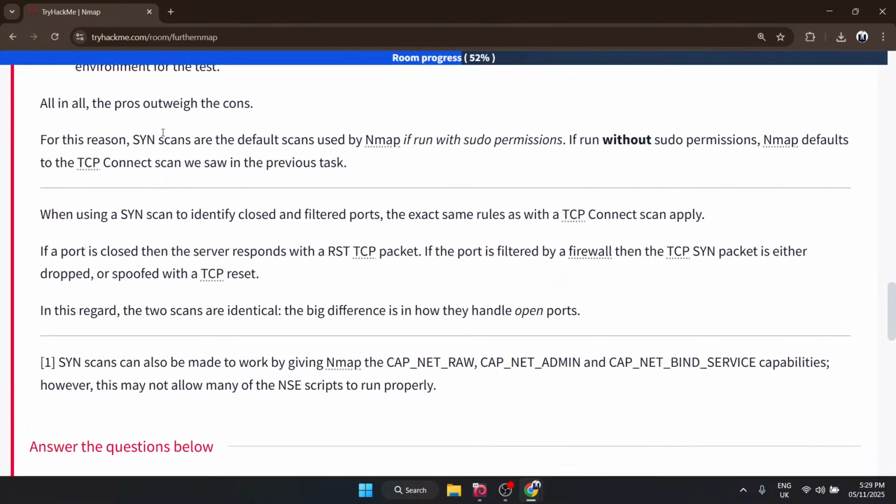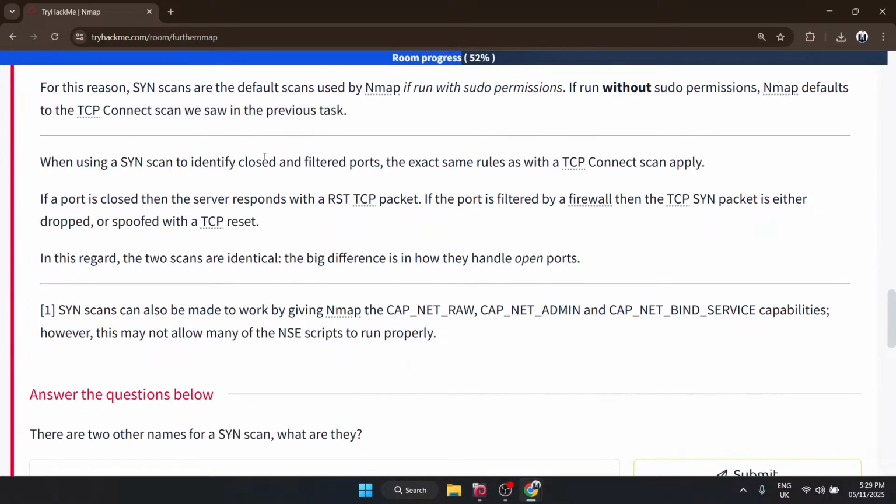All in all, the pros outweigh the cons. Still, the pros are much more than the cons, and for this reason, SYN scans are the default scan used by Nmap if you run it with sudo permissions. If you run it without sudo permission, then it will go for the TCP scan.